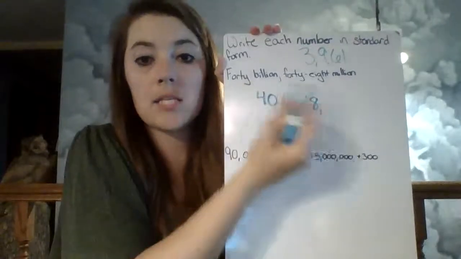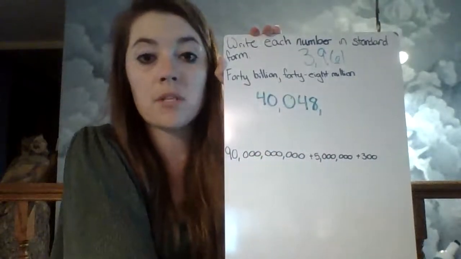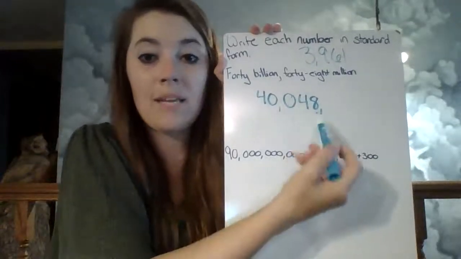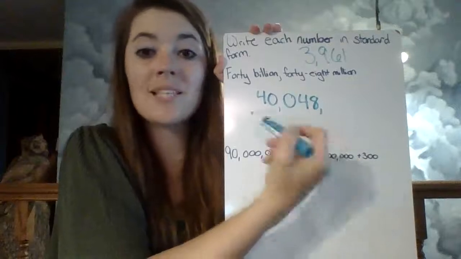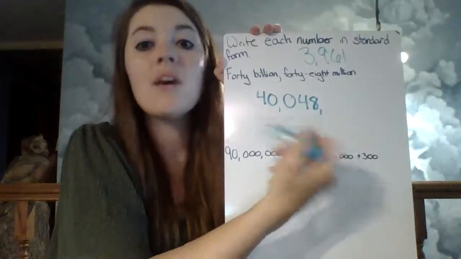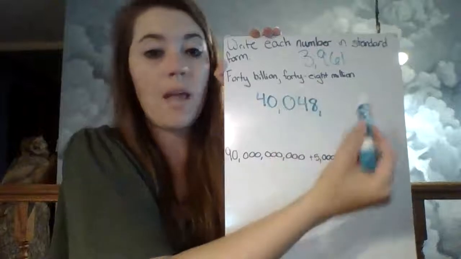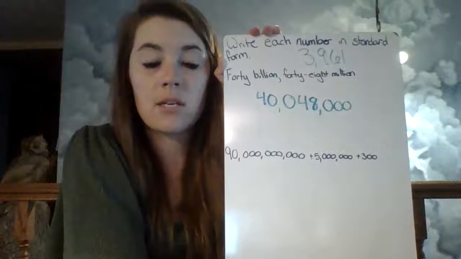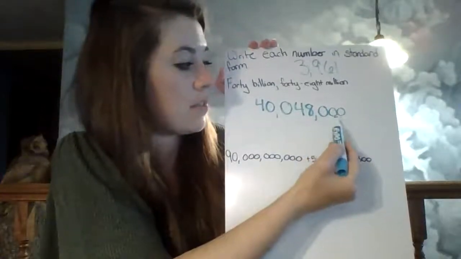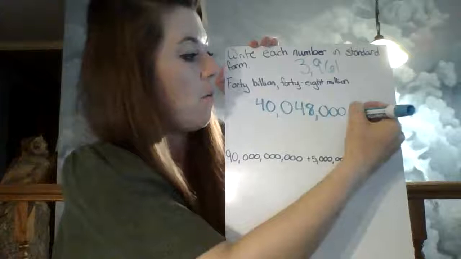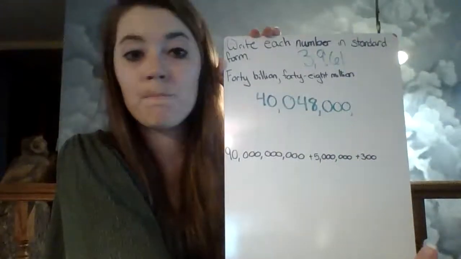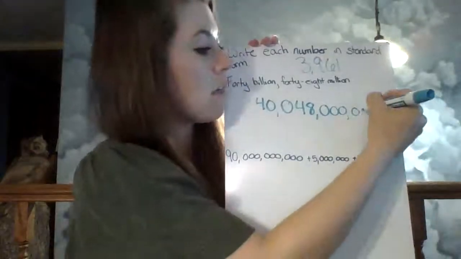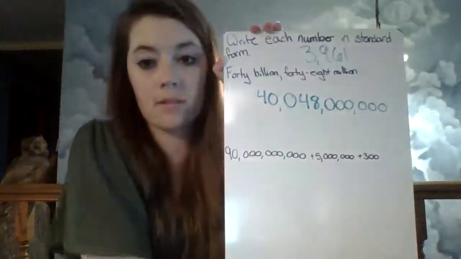Now, in this word form, do we have any thousands? Are there any 100,000s, 10,000s, 1,000s? No. But can we leave the number just like this? No, because this would only be 40,048. We need to show that it's 40 billion, 48 million. So that means we need those zeros for that thousands section. So this is our 100,000s, 10,000s, and 1,000s. Well, does that complete our number? Are we to the decimal? Not yet. So we need a placeholder for our hundreds, our tens, and our ones.